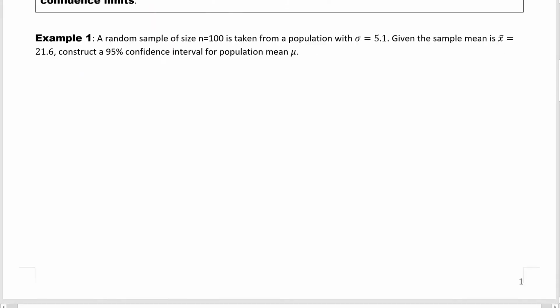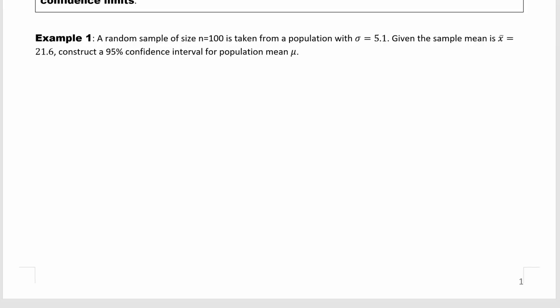Example 1. A random sample of size n equals 100 is taken from a population with sigma equals 5.1. Given the sample mean x bar equals 21.6, construct a 95% confidence interval for the population mean mu.